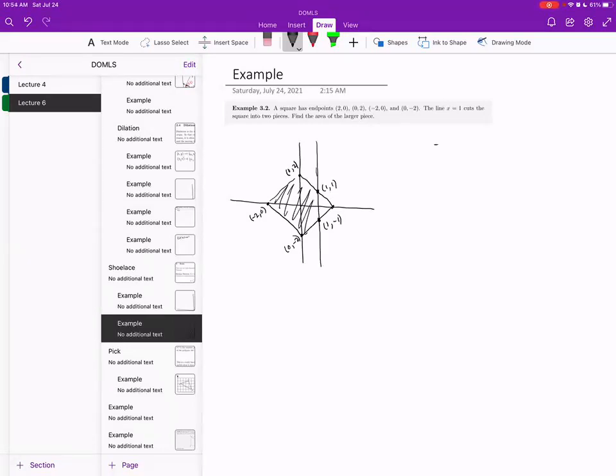So if we write the points in order, (-2, 0), (0, 2), (1, 1), (1, -1), (0, -2). And then finally, we have to repeat the first point. So we write (-2, 0). And then we draw our lines, or we can also call them, I guess, shoelaces.